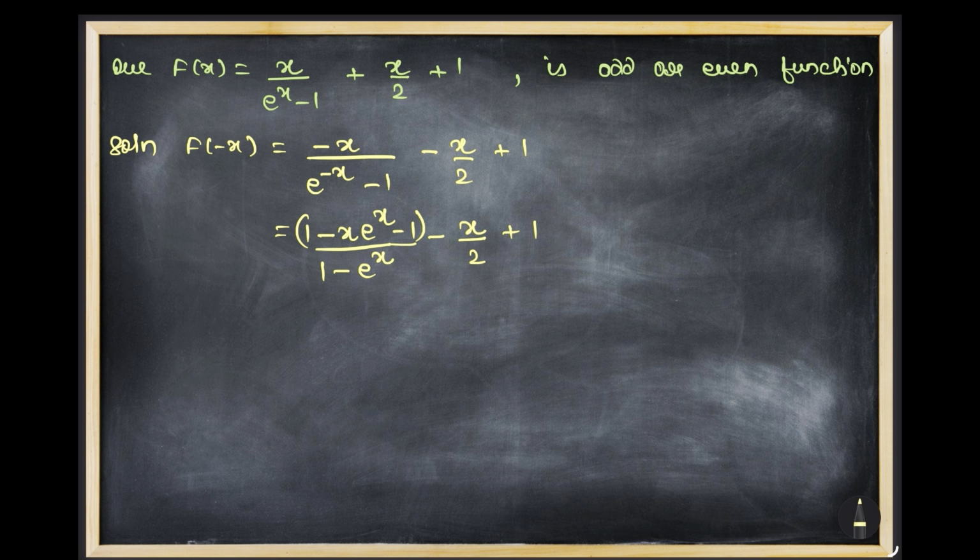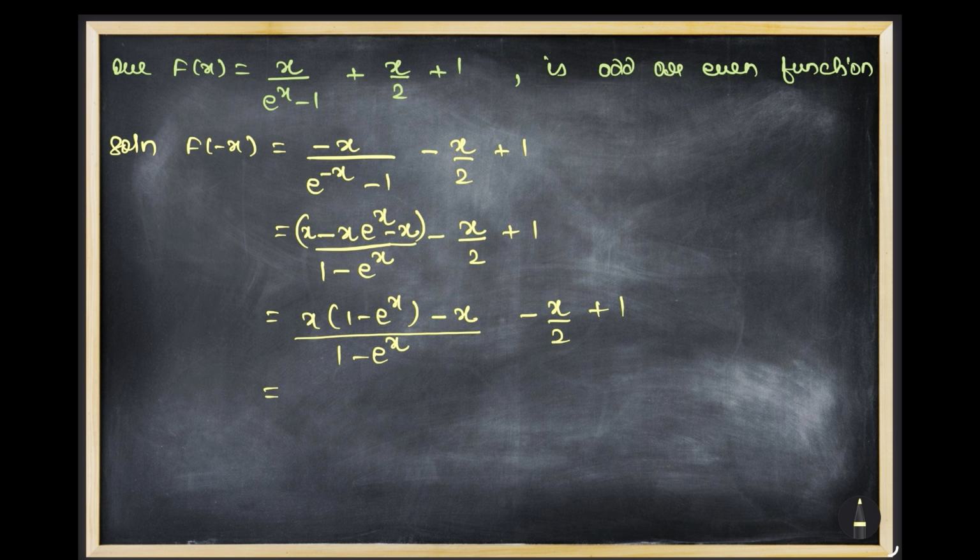Okay, but this 1 won't help. So what I will do, because I don't want any term to stay with e power x alone, I will add x and I will subtract x. Okay, now look at here. In the first part I will take x common, so it is 1 minus e power x, and then minus x upon 1 minus e power x, minus x by 2 plus 1.